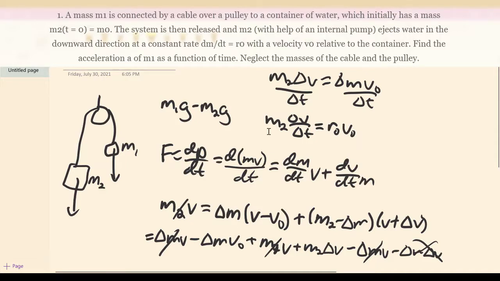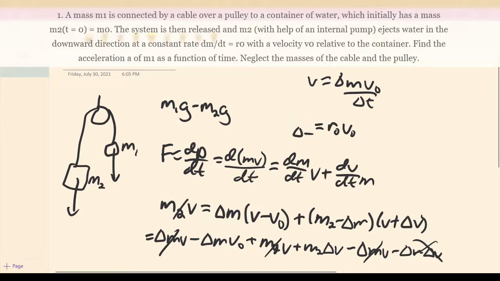So since this m2 times delta v over delta t is just like a force, that means there is an extra force coming from the water flowing out. In this case, it would be opposite to the gravitational force on m2 because it's getting smaller. Basically, the water flowing out creates a force that goes upwards. So then in this case, let me see.